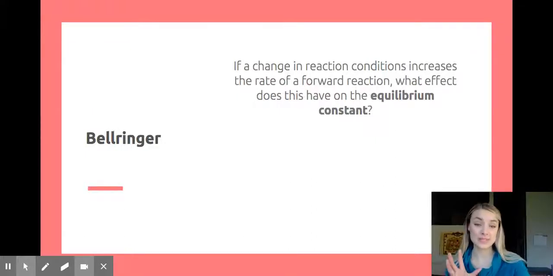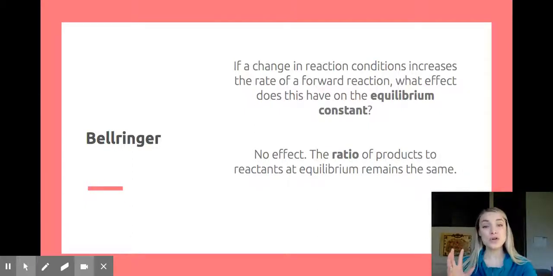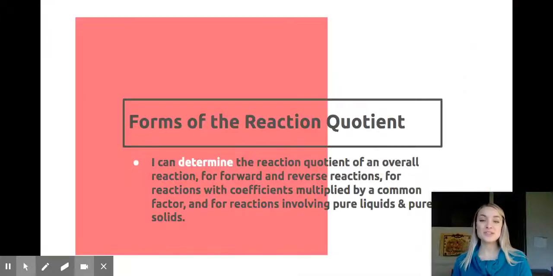All right, so this was definitely something that required a little bit of thought, but there is no effect. If a reaction condition changes to increase the rate of the forward reaction, regardless of how quickly a reaction progresses towards equilibrium, the ratio of products to reactants at equilibrium always remains constant for a particular reaction at a given temperature.